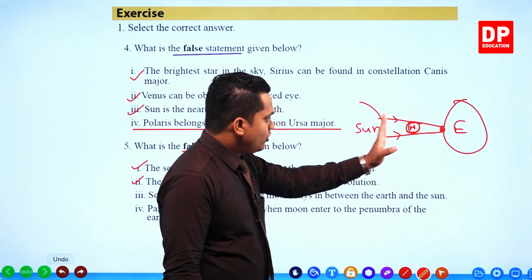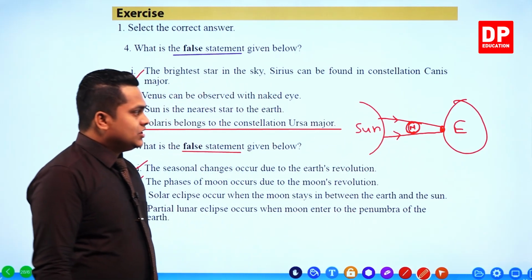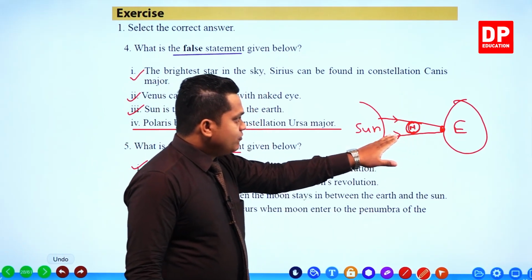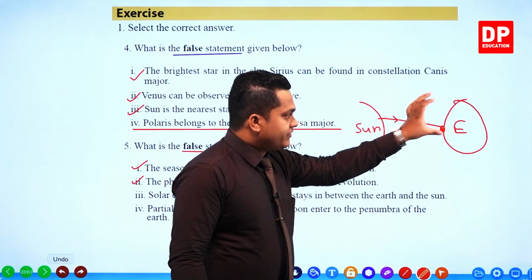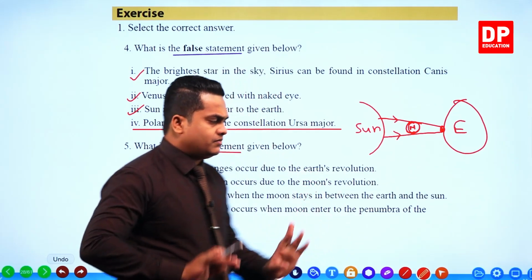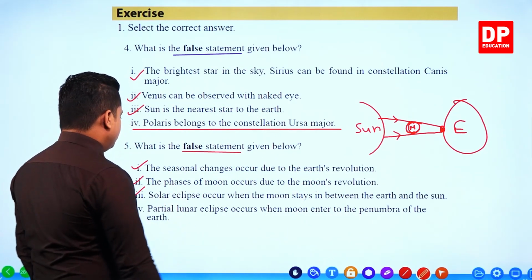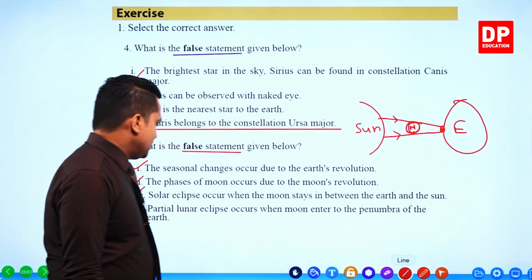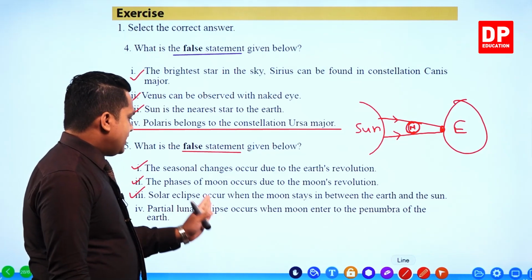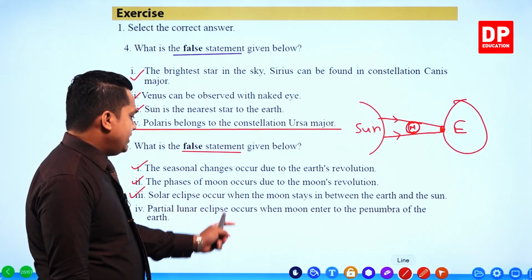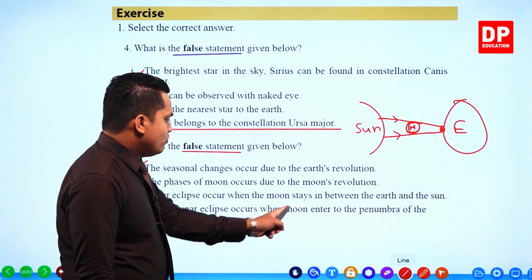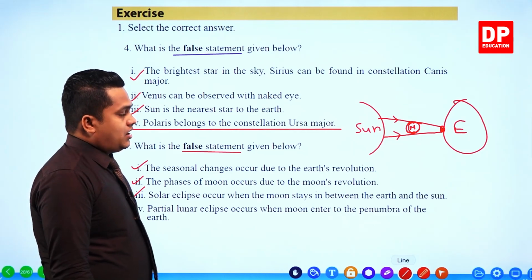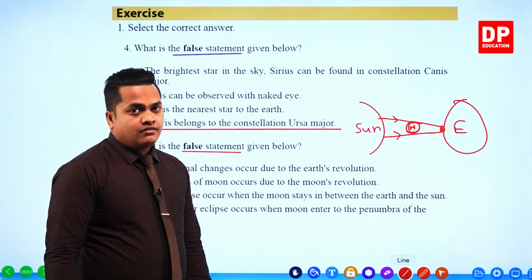When the moon is located between Sun and Earth, a solar eclipse is going to occur because the shadow of the moon falls on a particular place of the planet Earth. So it is correct, no problem. Then the incorrect one should be the fourth one, we'll see. Partial lunar eclipse. Partial lunar eclipse occurs when the moon enters the penumbra of the Earth. Totally incorrect. Why is that?